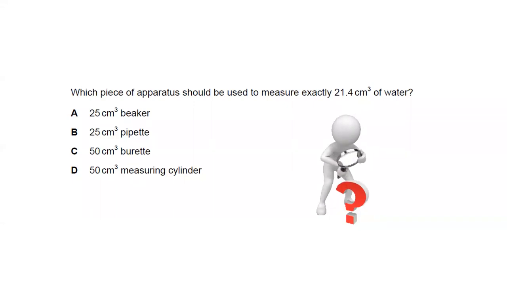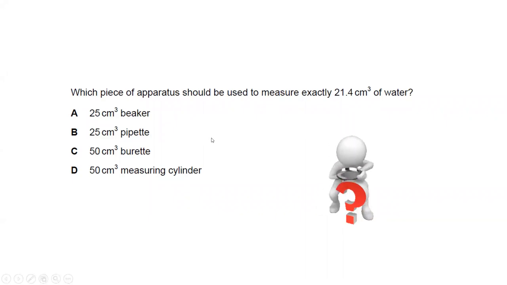What about the others? A measuring cylinder is also accurate only to 1 cm cube. A beaker normally, the smallest value you can have in a beaker is like 10 cm cube or 100 cm cube. So a beaker is not accurate. It's normally for large volumes. If it's a 25 cm cube beaker, still it will have a smallest value of 1 cm cube.